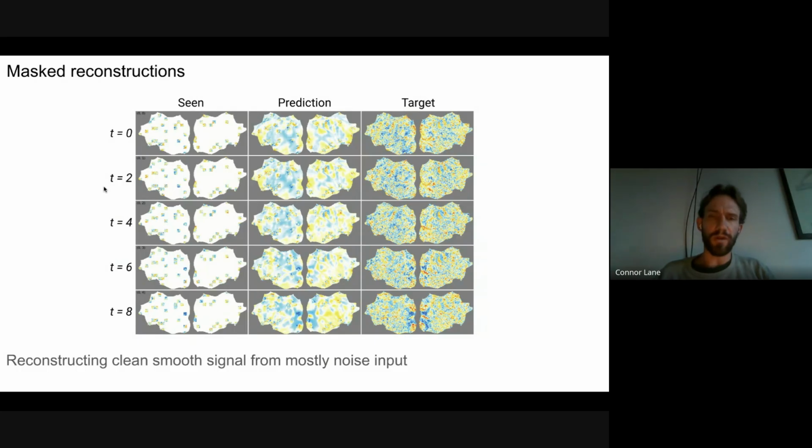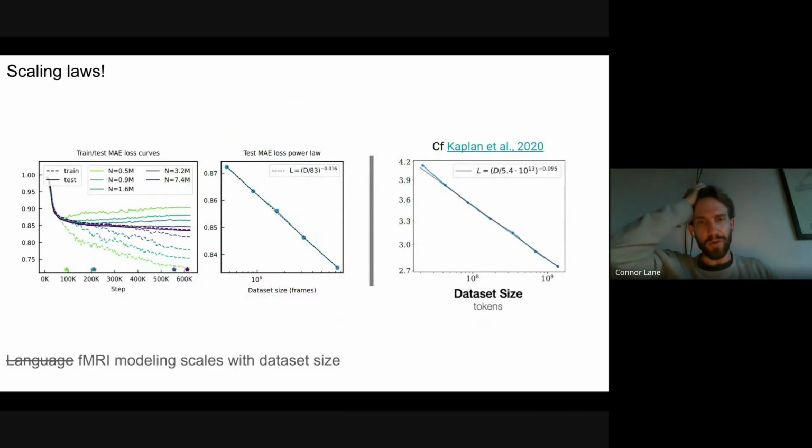So this is the qualitative visualization that the model is making sensible predictions and reconstructing the data well. And then for a more quantitative look at this masked reconstruction performance, we can see this plot which shows very nice so-called scaling laws.